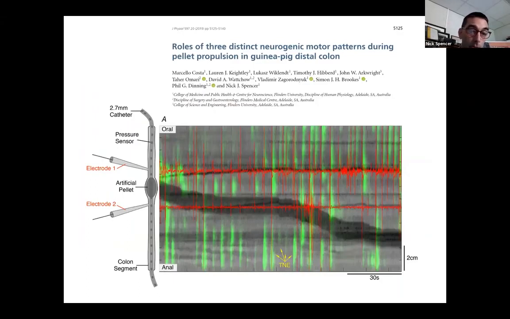So the pattern I just showed before can also be uncovered. We call these TNEs, transient neural events. And every time we found the electrical discharge in the red trace, in the AC coupled electrophysiology from these 2 extracellular recordings, we found in green the luminal pressure change. This is from the luminal catheter with the pellet that was designed to propagate over the catheter, so we were not impeding or locking content in the gut wall.